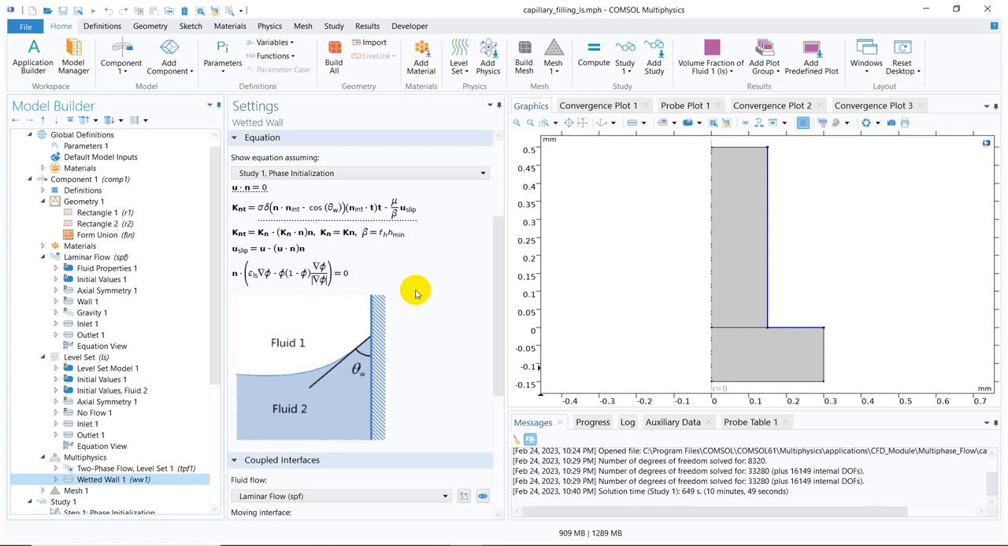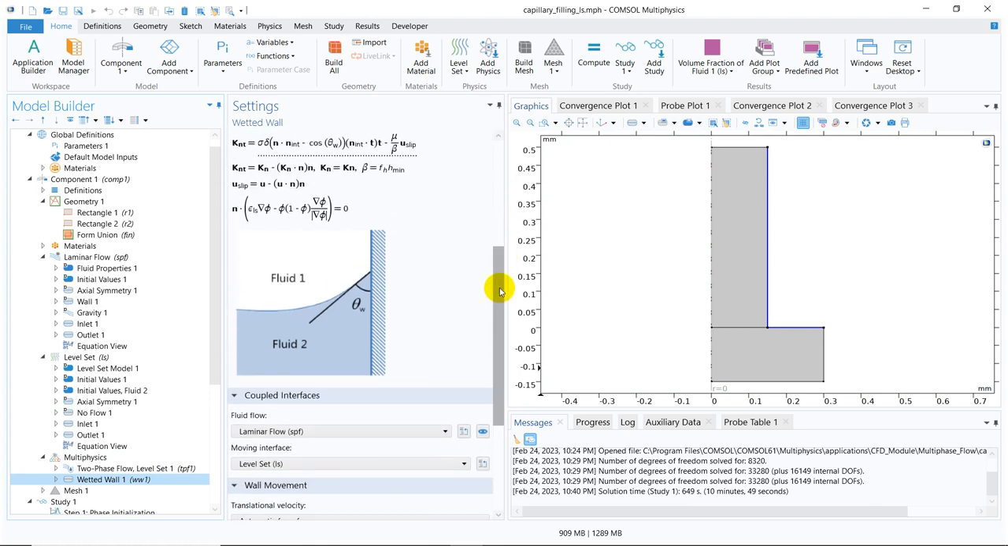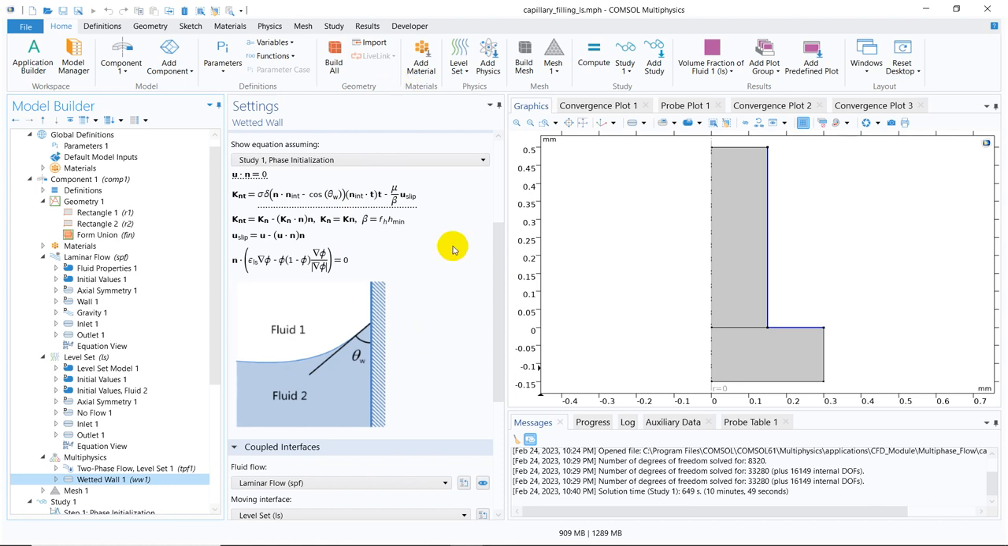Now I am coming here, so they have attached a nice image here just to make us understand the equations they are using. So mind it, this is a two-phase flow.